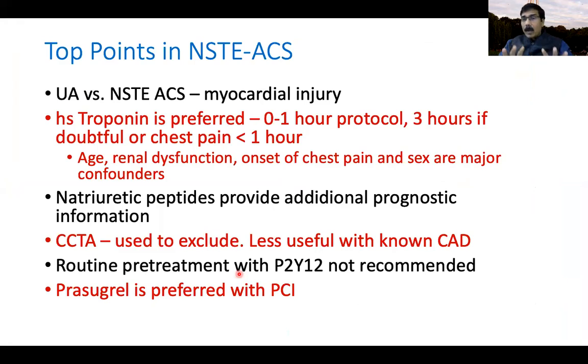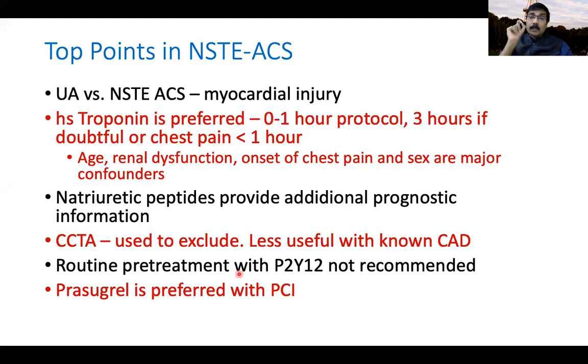So the top points that I wanted to tell you was, first point, differentiate whether there is myocardial injury or not. It is important because if you have troponin elevation, the prognosis is bad. Within 24 hours, do an angiogram and fix the lesion. 0 to 1 hour protocol is good enough. If the pain is less than 1 hour, or if you are in doubt, wait for 3 hours. By 3 hours, you will make a rule in or rule out with 99% negative predictive value, which is pretty good. Natriuretic peptides, do it because it has additional prognostic information.